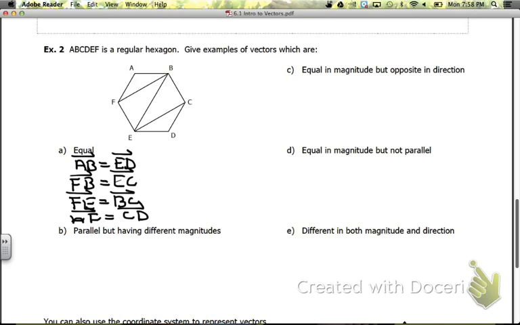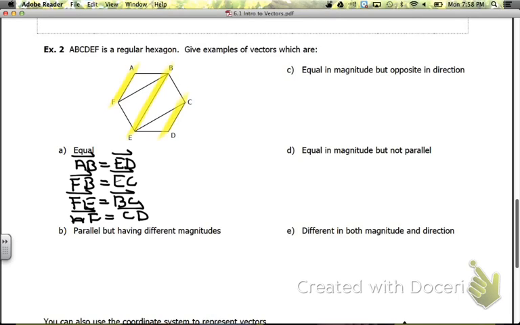Alright, so next one, they're parallel but have different magnitudes. So what are parallel and have different magnitudes? Remember, magnitude refers to the size of the vector. So if we look at AF, you notice here, which is right here, is going to be parallel to BE, and it's also parallel to CD.